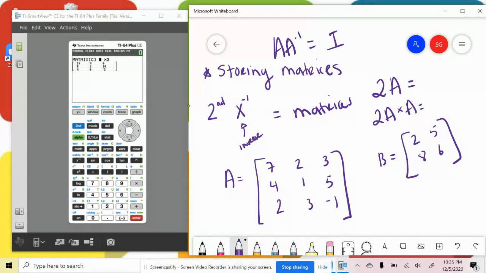On the next slide, you are going to be going through and storing some matrices into your calculator. Please make sure that you do, because you're going to be using them throughout the rest of this lesson.